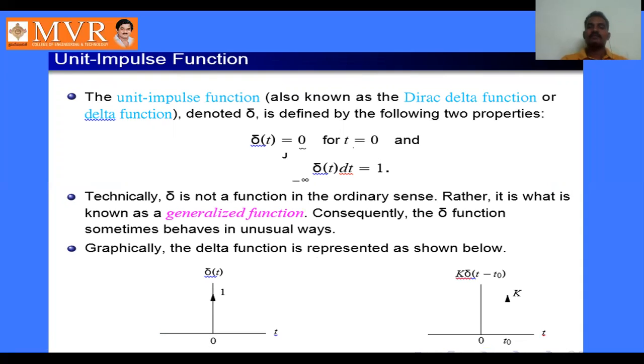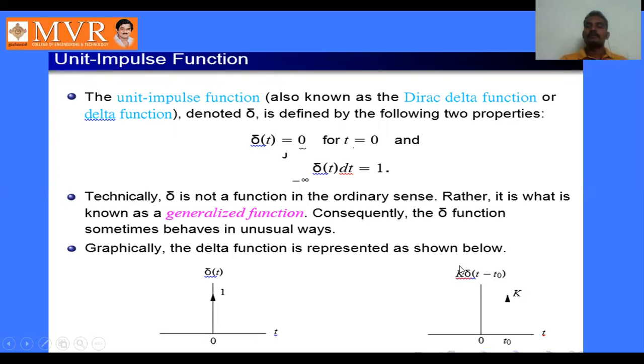Graphically, the delta function is represented as shown below. Here, delta of t is represented like this. At the value of t equal to 0, its value is 1. Here, it is delta of t minus t naught. It can be shifted towards the right side by t naught units. So, at t naught, its value is k times delta of t minus t naught.